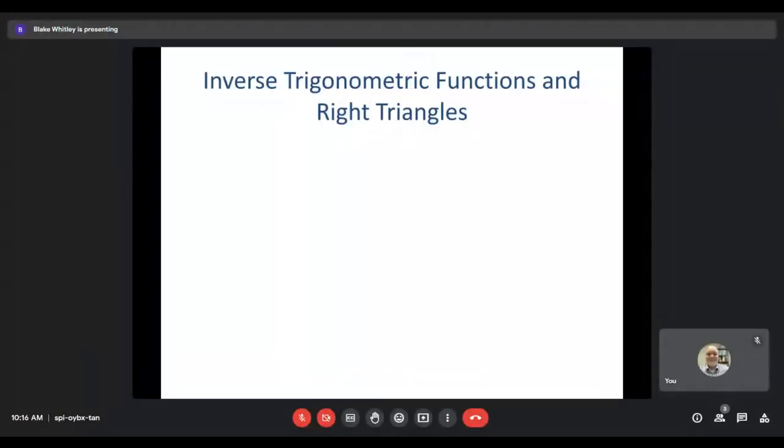Hello again. So this is section 6.4, inverse trigonometric functions and right triangles. What we're going to look at in this section is how we can actually find missing angles. We're going to figure out ways that we can use these inverse trig functions to help us find the missing angles in a right triangle.